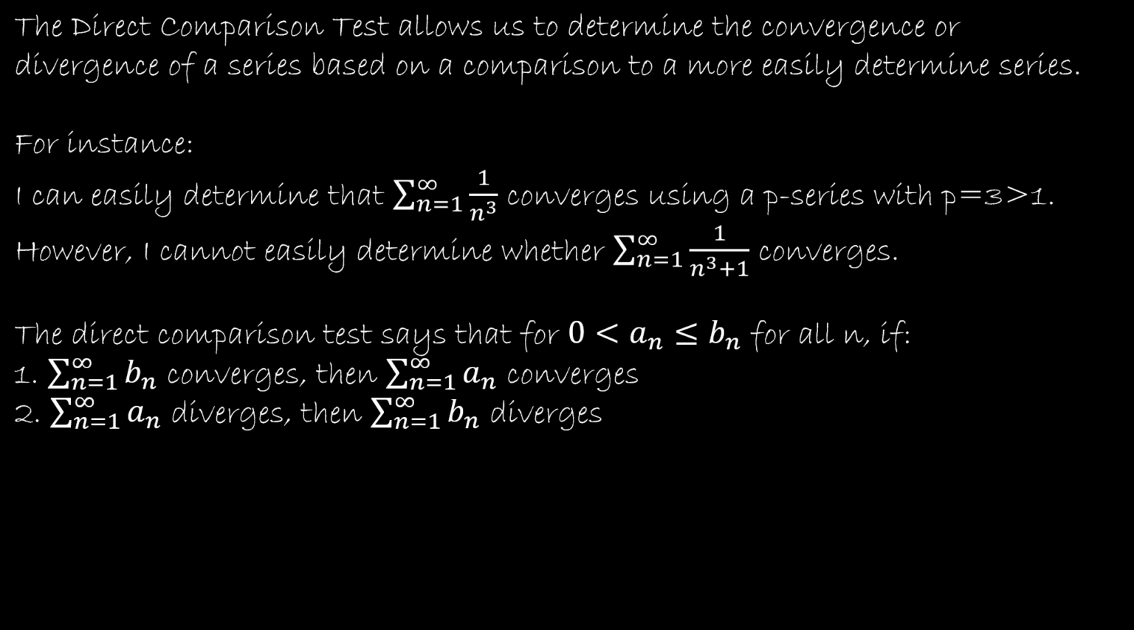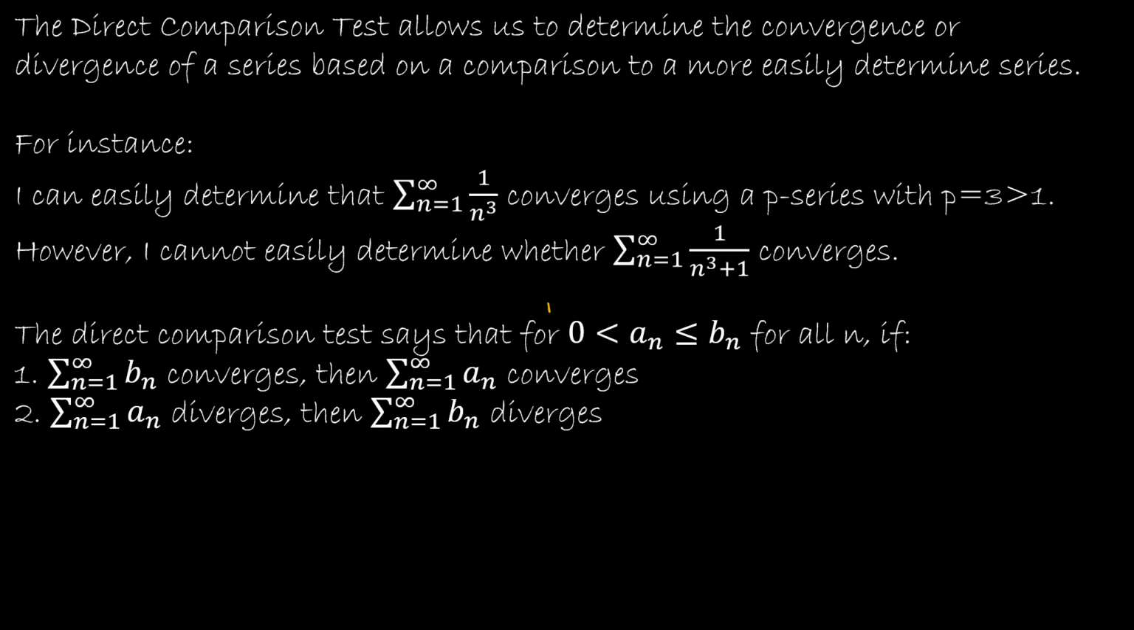The direct comparison test is a great test that allows us to determine convergence or divergence of a series that maybe isn't so easy to determine directly. So what we can do instead is find a series that is similar to it that we can find convergence or divergence for based on one of the tests that we've already learned, the p-series test, the integral test, the nth term test, etc. If we can determine convergence or divergence of a similar series, then we can do a comparison. And here's how we do it.